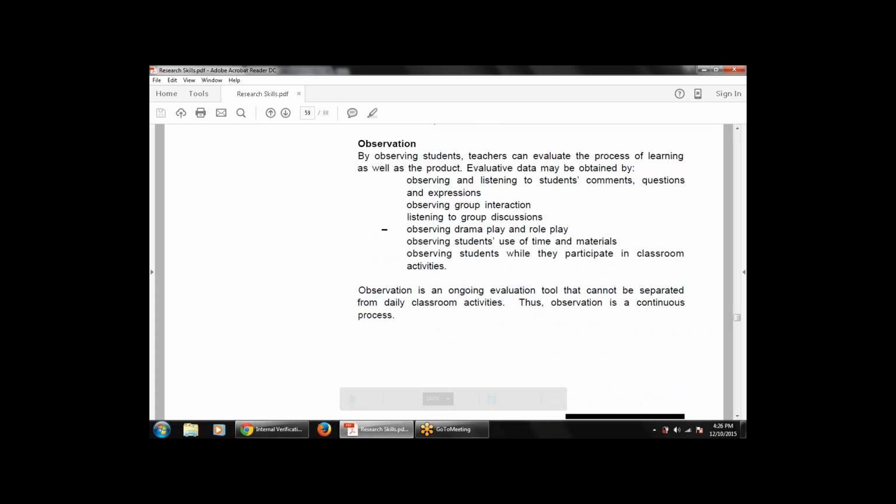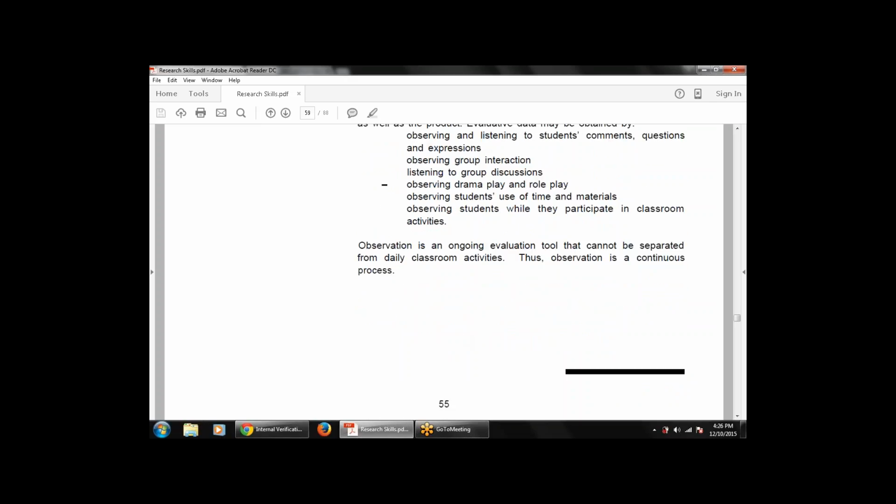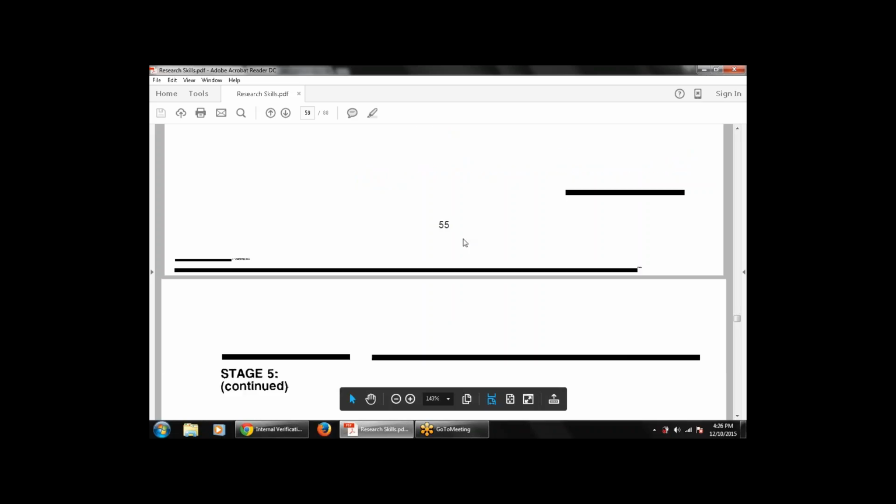Observation is an ongoing evaluation technique or tool that cannot be separated from the daily classroom activities. It goes on a daily basis, so whatever classroom activity is going on daily is observation. Therefore observation is a continuous process.